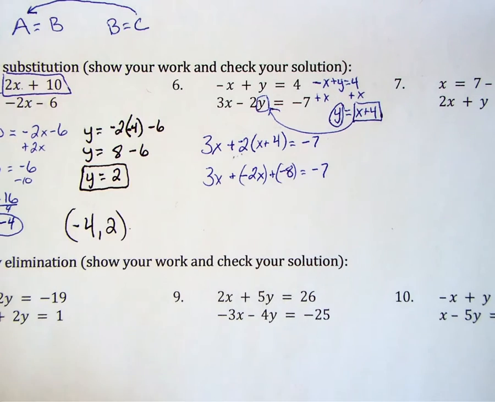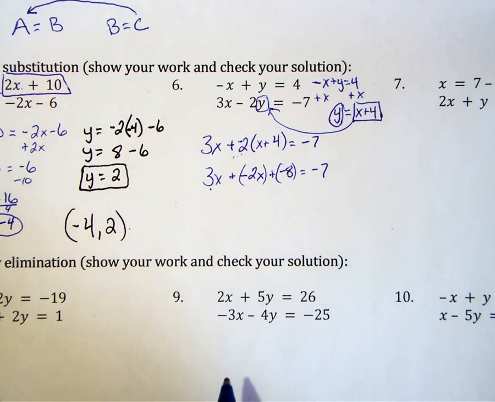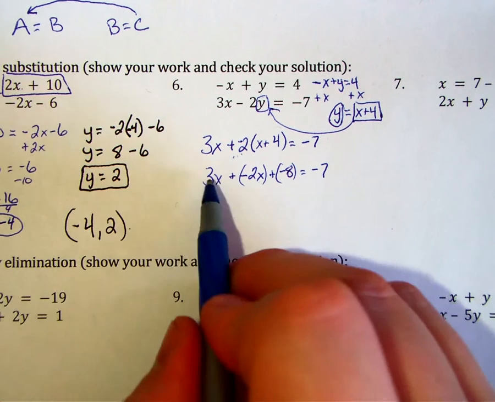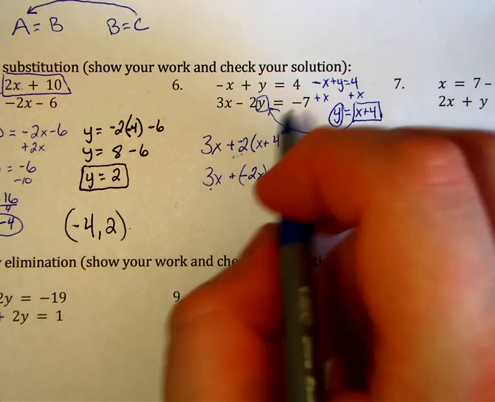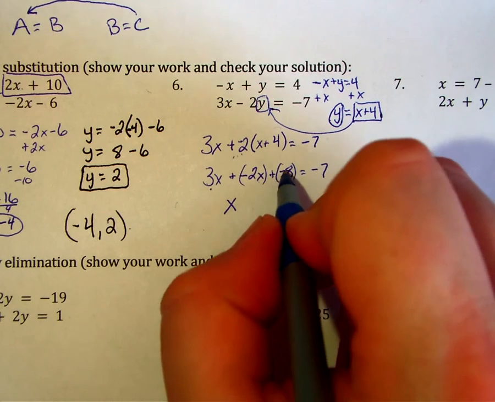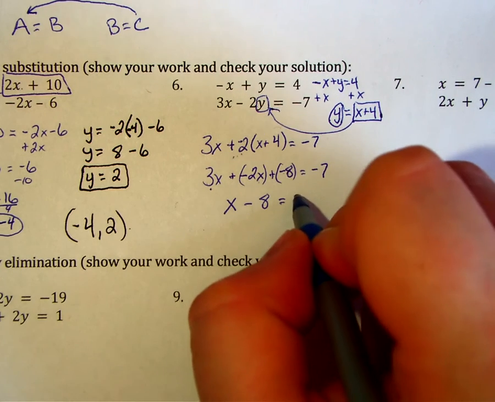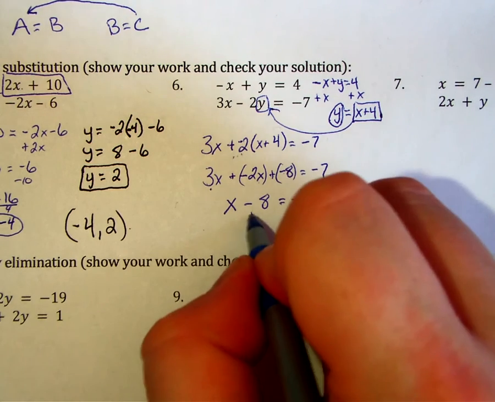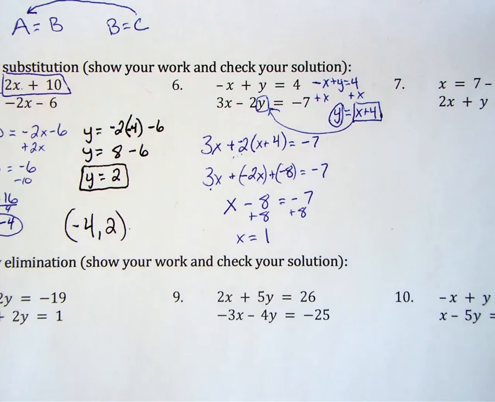I'm going to put those in parentheses so I don't forget their negatives. So we have 3x plus negative 2x, a positive and a negative. Find the difference between the two and keep the larger absolute value number. So that's the same as subtracting the 2. 3 minus 2x is just x by itself. Plus negative 8, that's the same thing as saying minus 8, equals negative 7. So now I add 8 to both sides, and x is equal to 1.